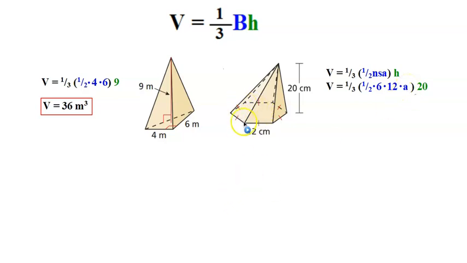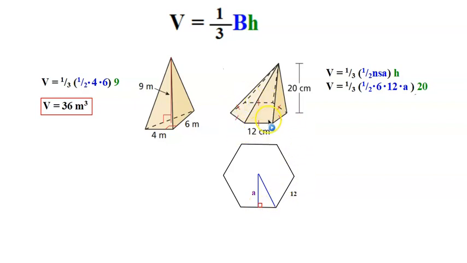To do that, we're just going to take this hexagon and pull it out like this. And remember, the apothem is the segment from the center of the hexagon to the midpoint of one of the sides.